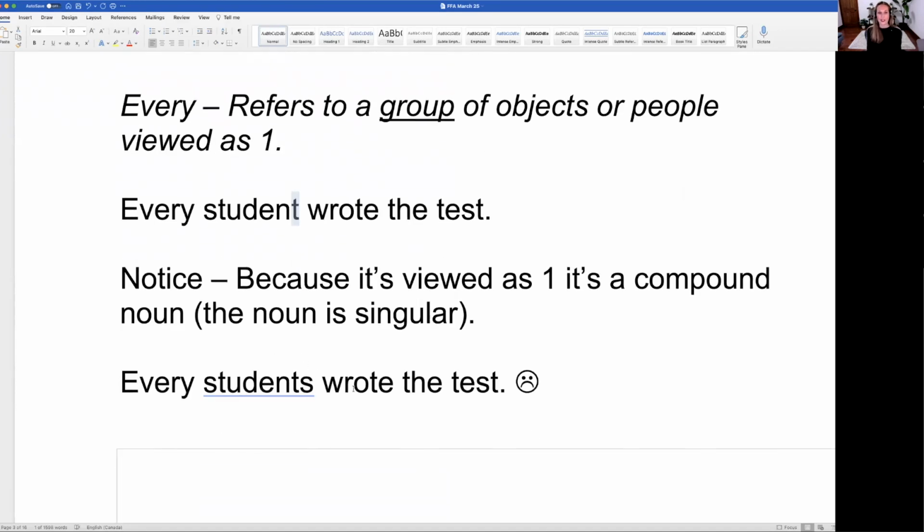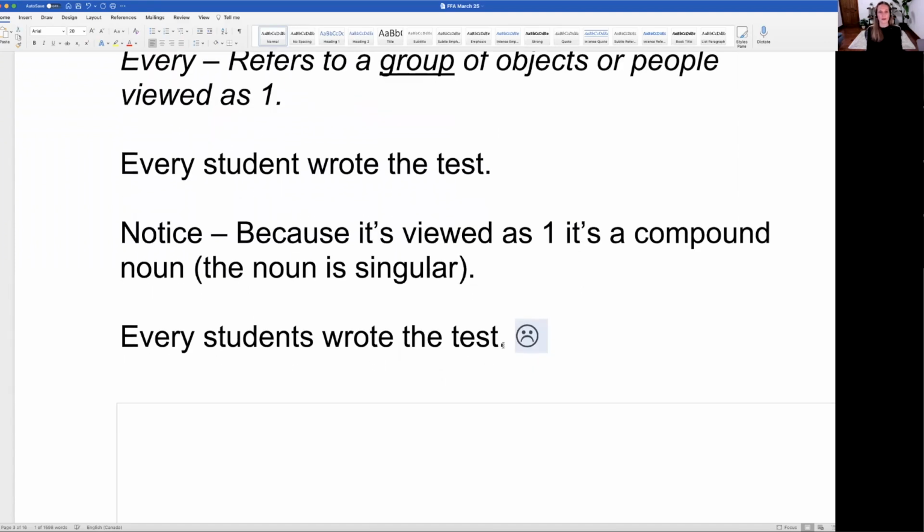So this is incorrect. As you can see, my spell checker doesn't like it. It wants me to change it to student because with the S, that's incorrect. You can't say that.